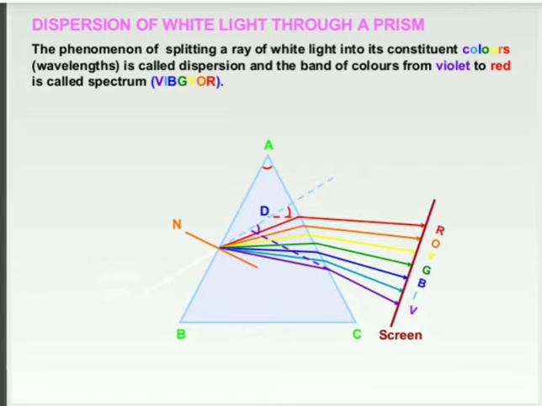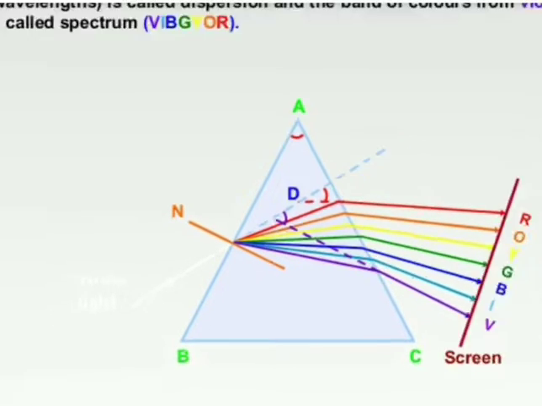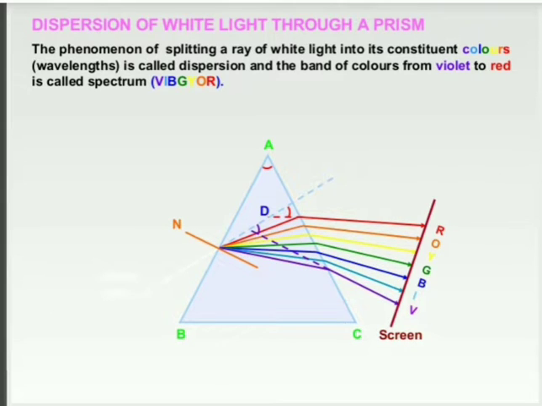VIBGYOR. You can see here it starts from violet and ends in red color. The constituents of white light are split into different colors after coming out from the prism. On one side white light falls, and from the other side we can see the 7 different colors, which shows that this white light is composed of 7 different colors. I think the dispersion phenomenon is clear to you, and the spectrum, a band of 7 different colors.